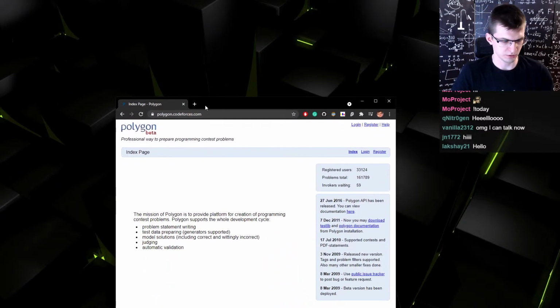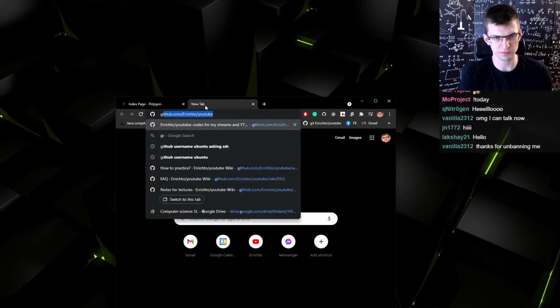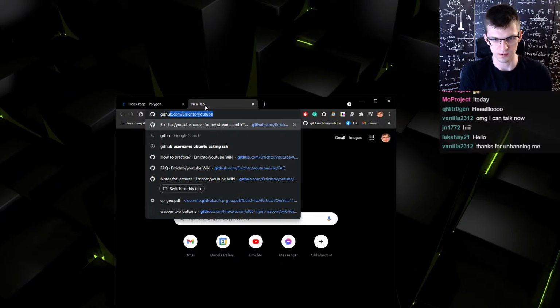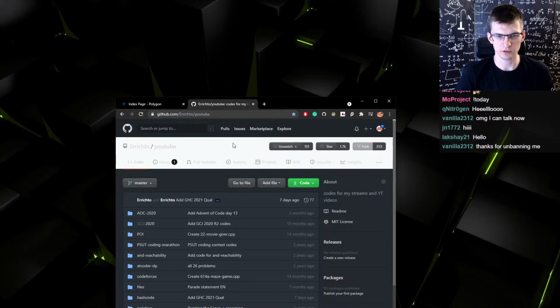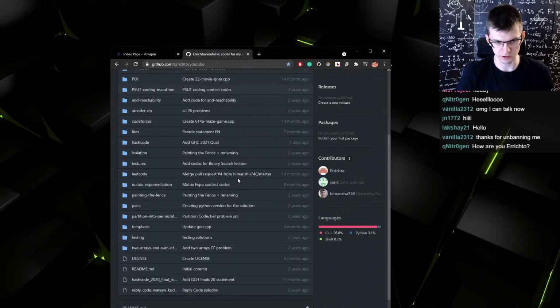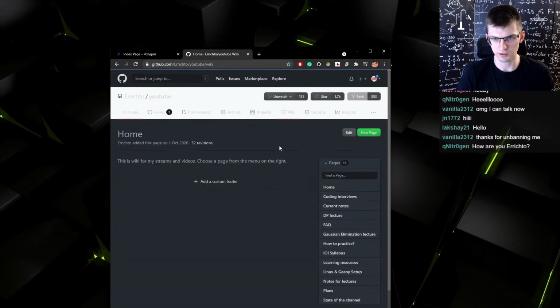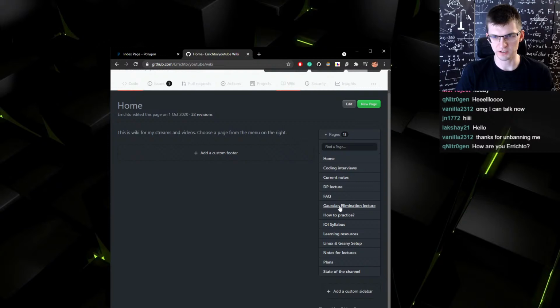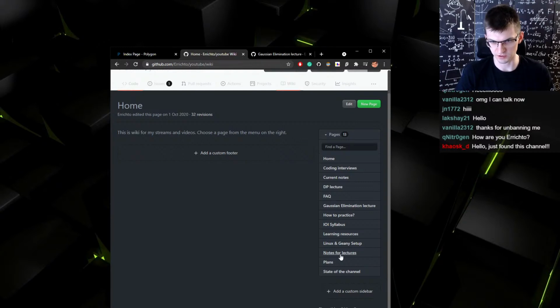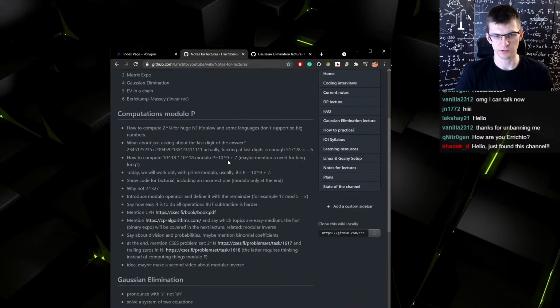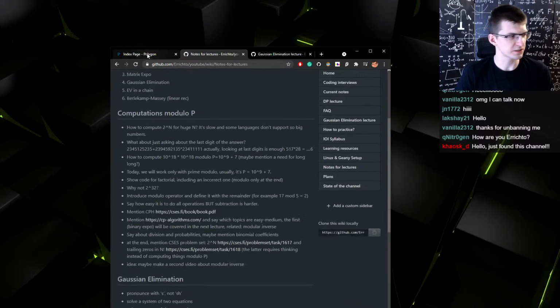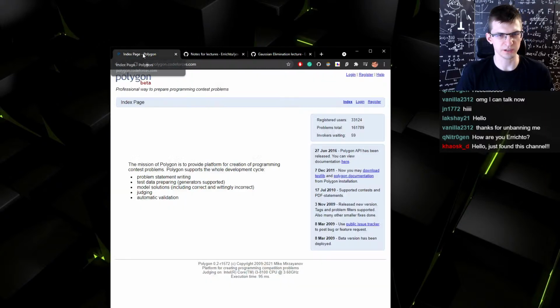We get back to preparing some problems in Polygon. Last week, during a stream, I got back to the Gaussian Elimination lecture. Here on my wiki there is this page I forgot about a week ago, the Gaussian Elimination lecture, but there are also notes for lectures. We started, but only started, preparing some problems. I need to log in.